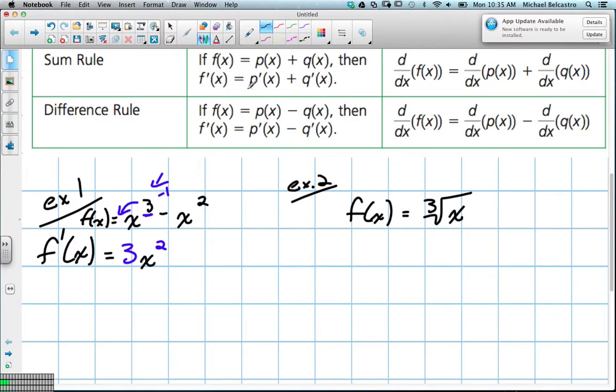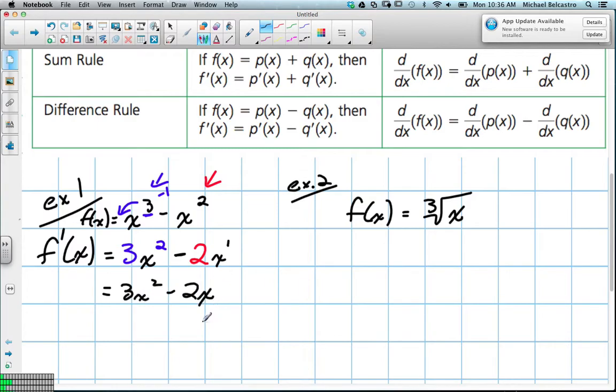Okay. This is also a difference rule, so we keep the subtraction sign, and then we derive the second number in our function. We bring the 2 down, we'll have 2x, and it's technically to the power of 1, but it's not necessary for us to write that. So the derivative of x cubed minus x squared is 3x squared minus 2x.